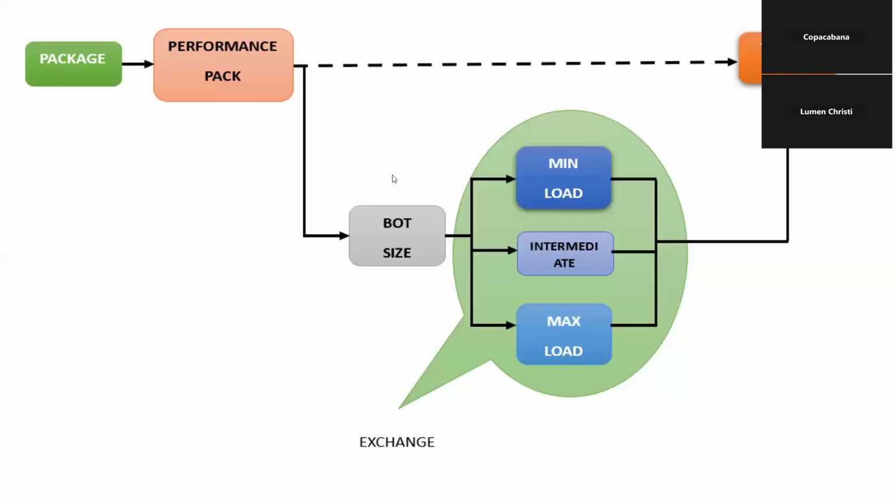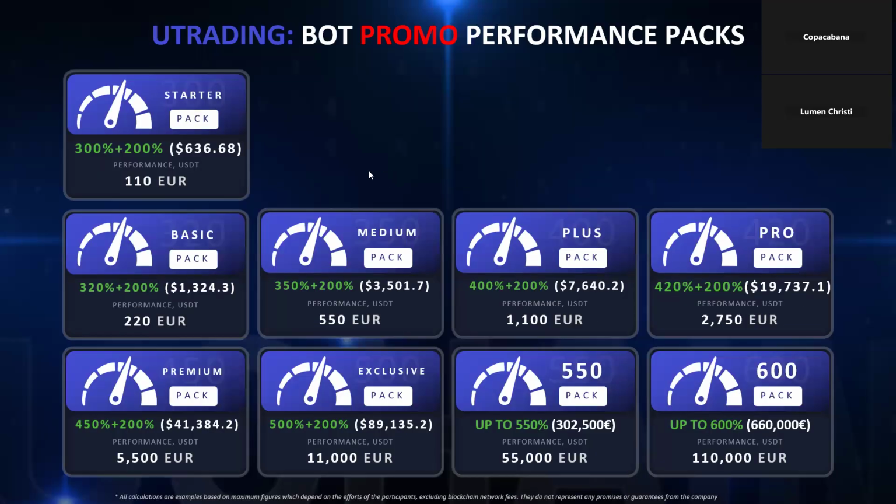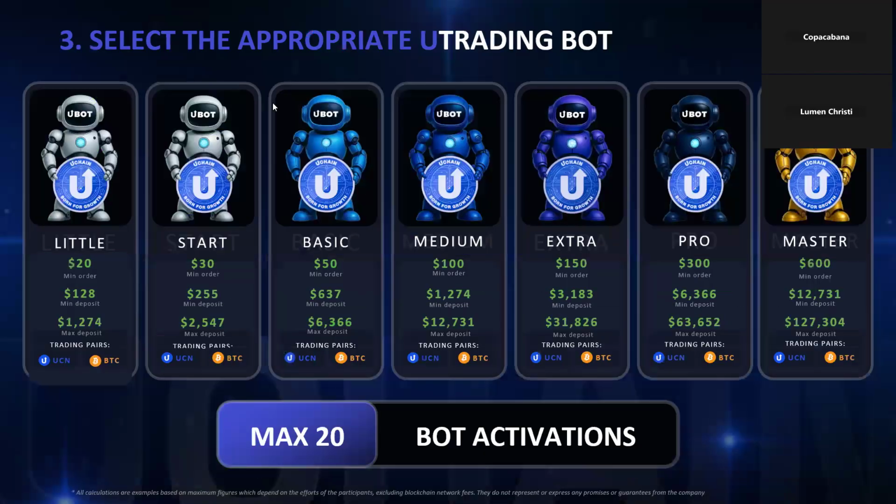Now let's see the third thing that the person is expected to do. That's after registering on the exchange and after selecting a performance pack, which the person is going to buy in function of how much profit the person wants to make. And the third and last thing the person is expected to do will be to select a robot and connect to an exchange. We have different robot sizes.